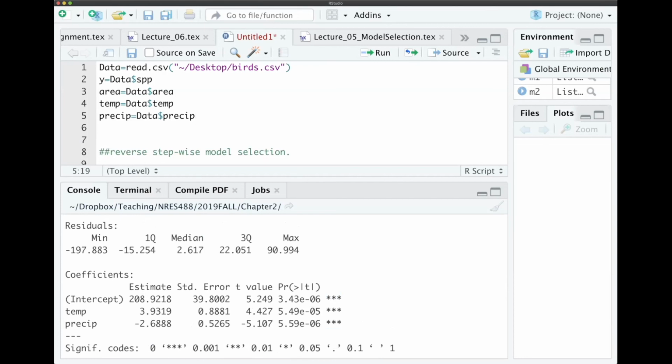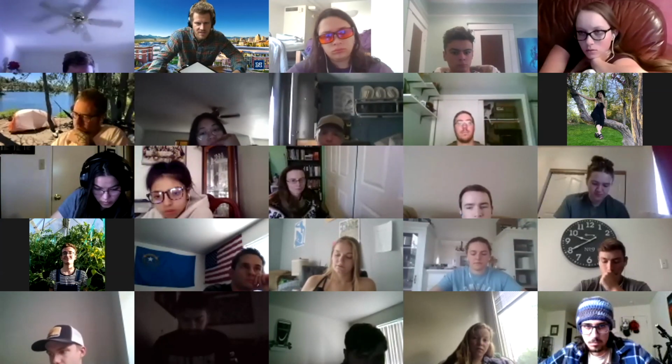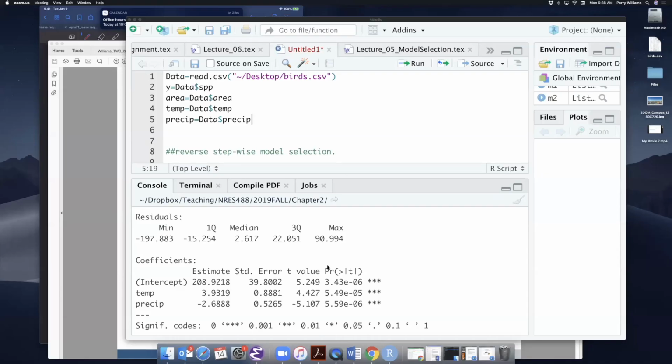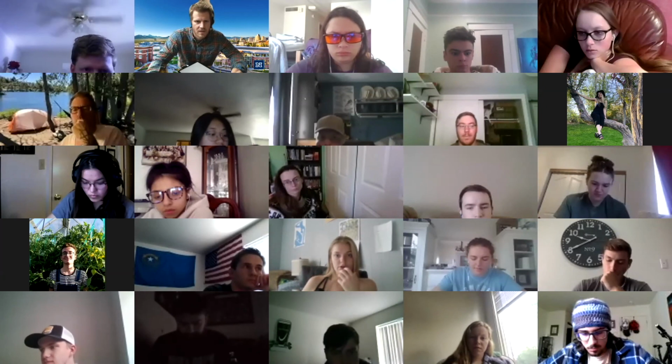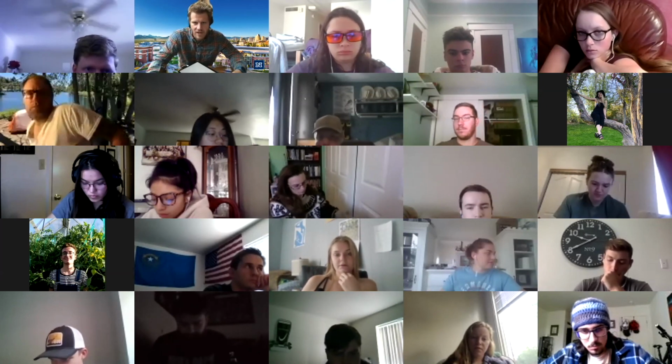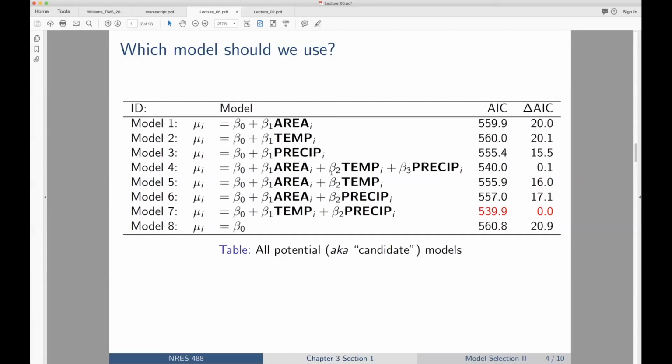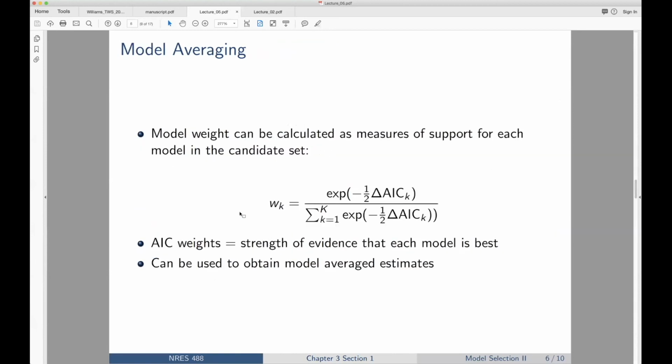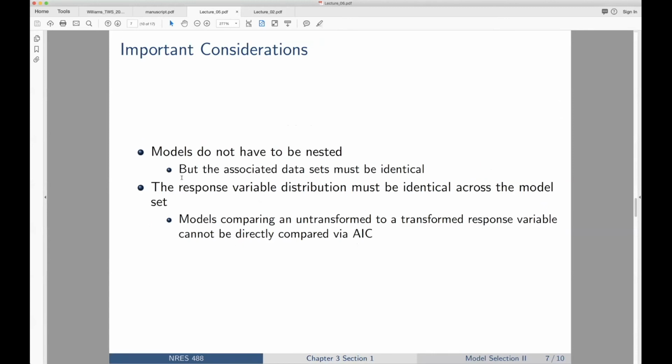And there's some reasons why we won't do that. One is that all the models that we have to consider have to be nested with each other. Meaning they have to be some subset of our most general model. With AIC, we don't have to do that. We can consider non-nested models. But one thing we do have to do with AIC, they all have to be based on the exact same data set. The next consideration: the response variable distribution must be identical across the model set. That means they all have to come from a normal distribution if we're using linear regression. And when we talk about generalized linear models, they all have to be either Poisson, negative binomial, and so on, if we're using AIC. We'll come back to this point as we learn more about these types of models.